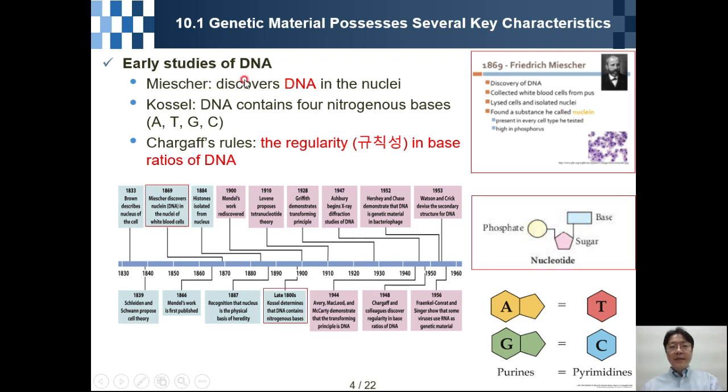And also Kossel discovered that DNA contains four nitrogenous bases: adenine, thymine, guanine, and cytosine. And also Chargaff found a regularity in the base ratios of DNA. The ratio between adenine and thymine is 1:1, and the ratio between guanine and cytosine is also 1:1.